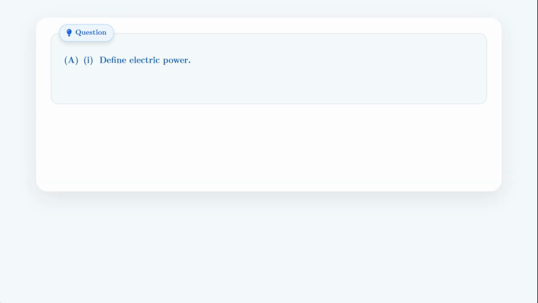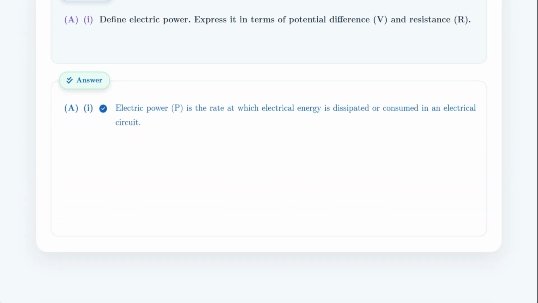Let's start with Part A, Section 1. The question asks us to define electric power and express it using potential difference and resistance. So, what exactly is electric power? Think of it like how fast a device uses electricity. Formally, it's the rate at which electrical energy is dissipated or consumed in a circuit.